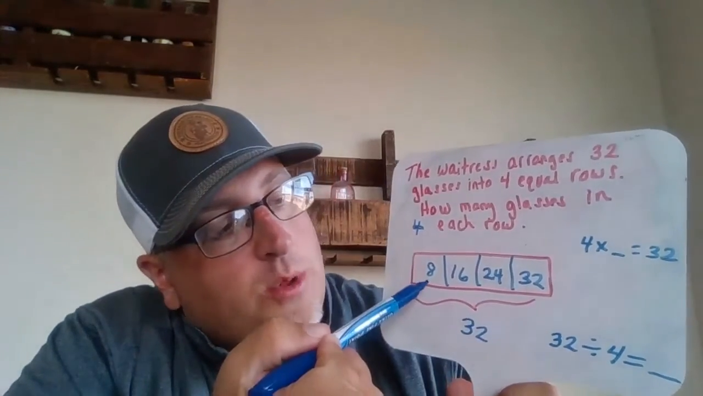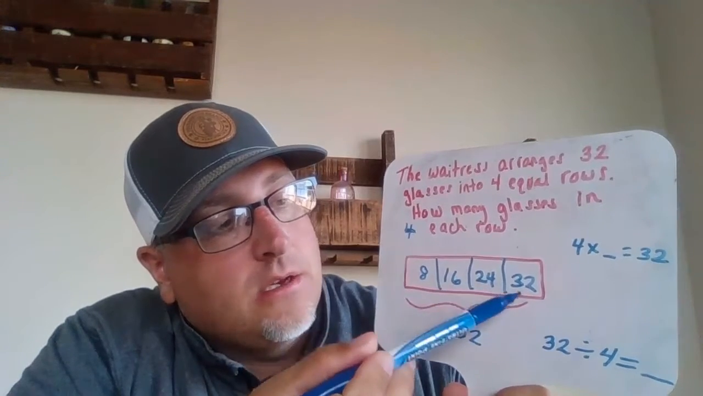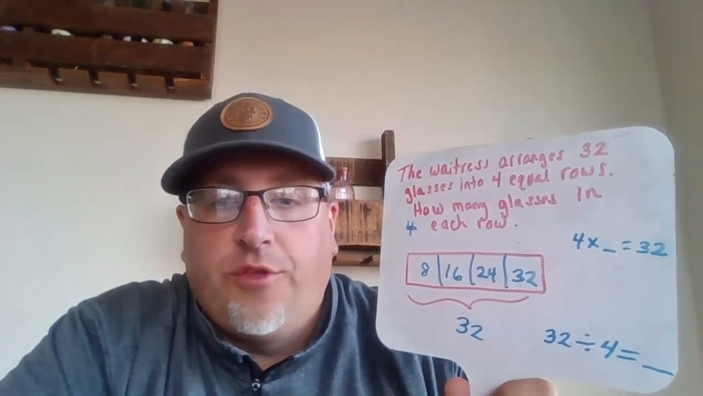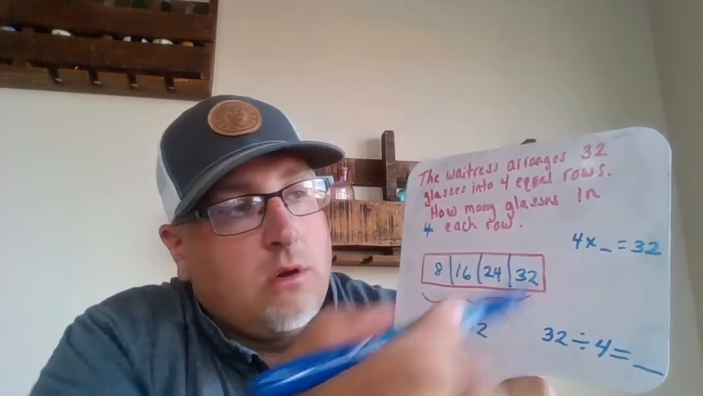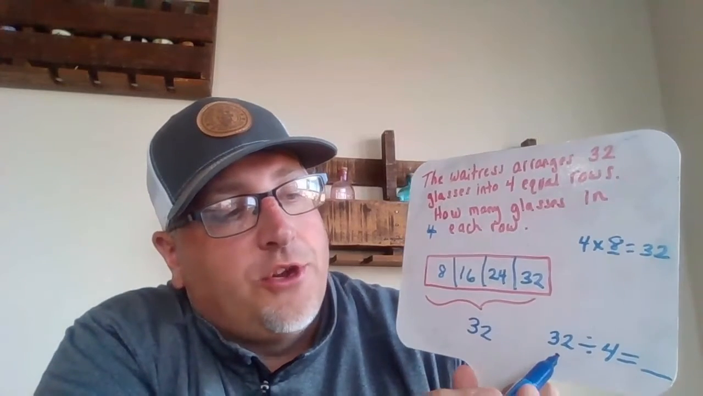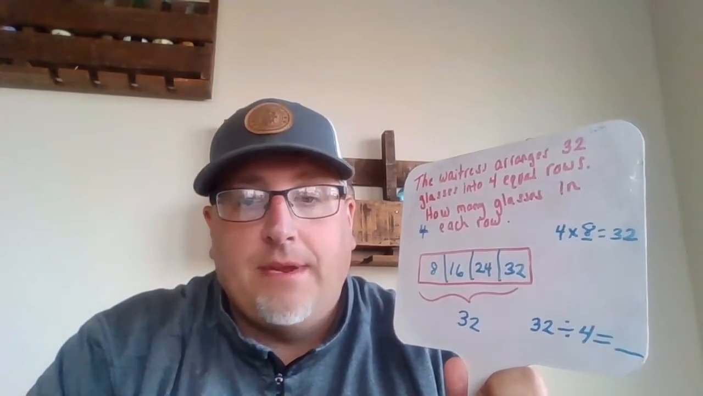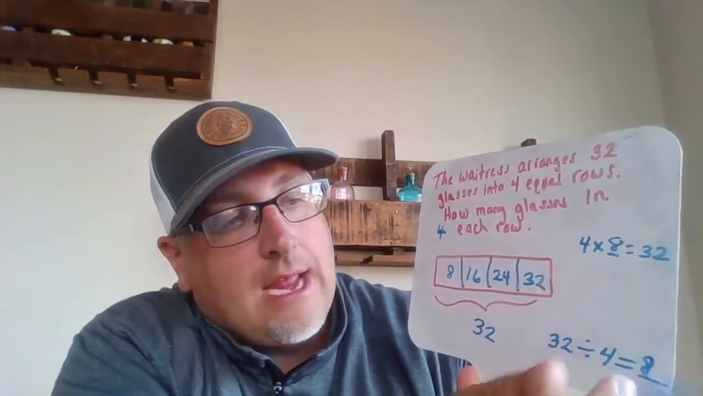So we know that in each row, there are 8 glasses. Okay, 8 glasses. 8, 16, 24, 32. We see how we finished that up right there? We got to 32. Okay, 4 times 8 equals 32. And 32 divided by 4. If I have 32 glasses and I break them into 4 groups, I would have 8.